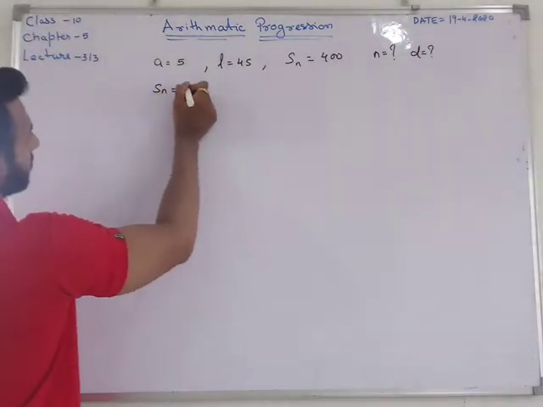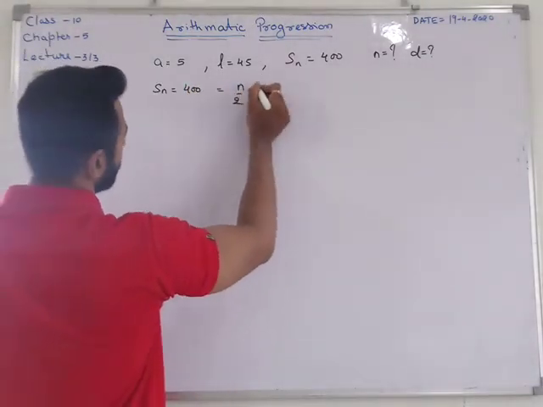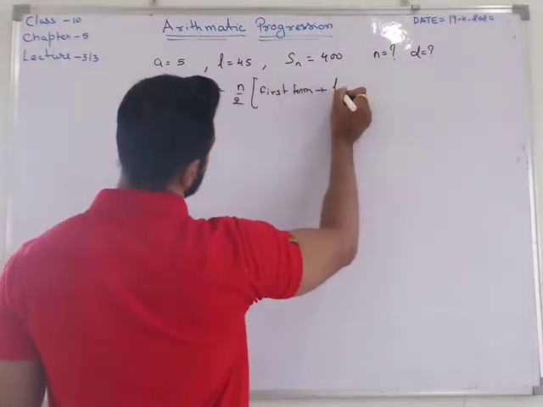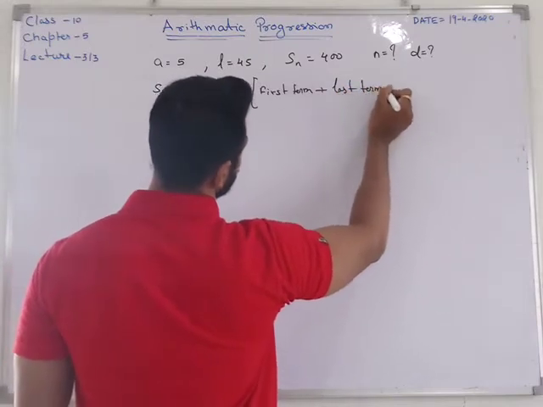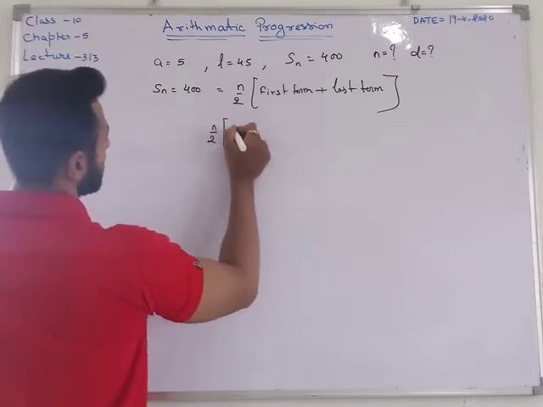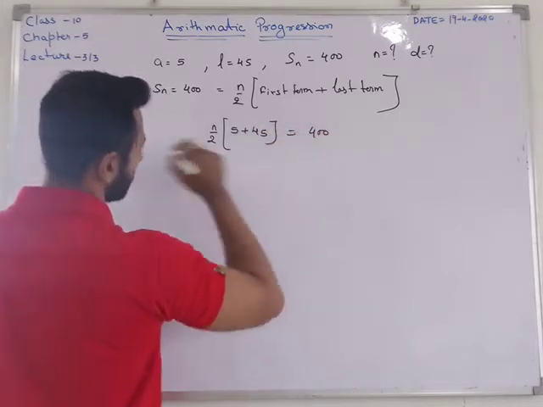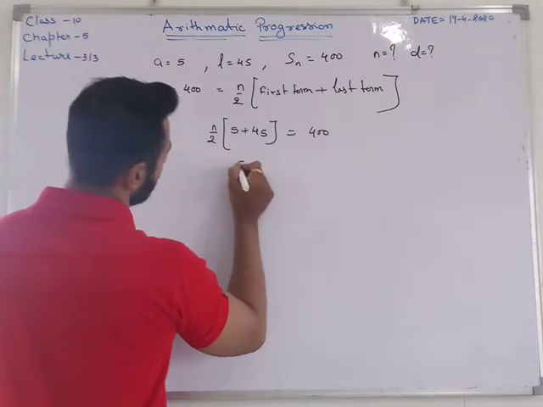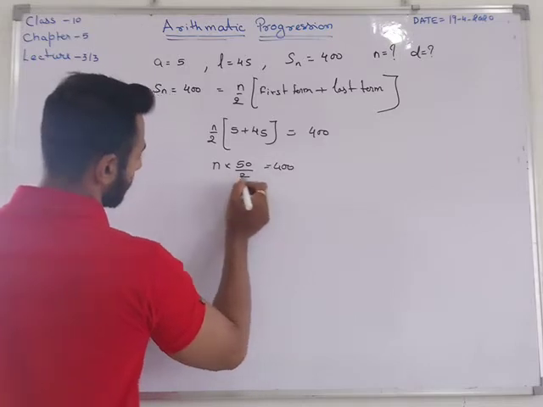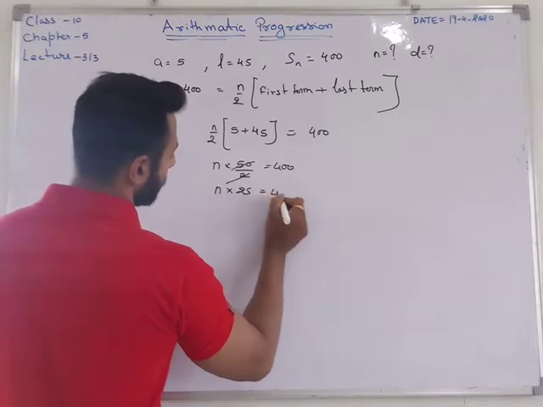Sn is given to us as 400. We can use the formula n by 2 times (first term plus last term). So n by 2, first term is 5, last term is 45, is equal to 400. 5 plus 45 is 50, divided by 2, into n is equal to 400. Solving this, we will be getting 25. n into 25 is equal to 400.